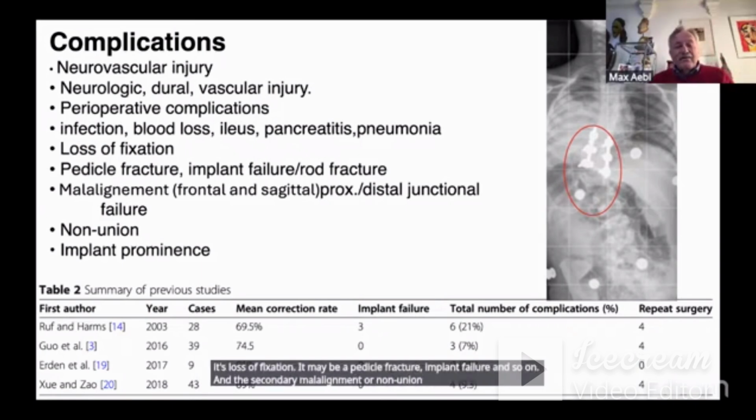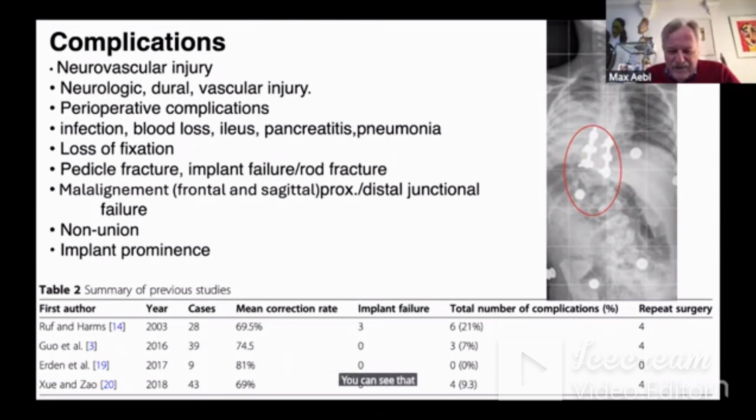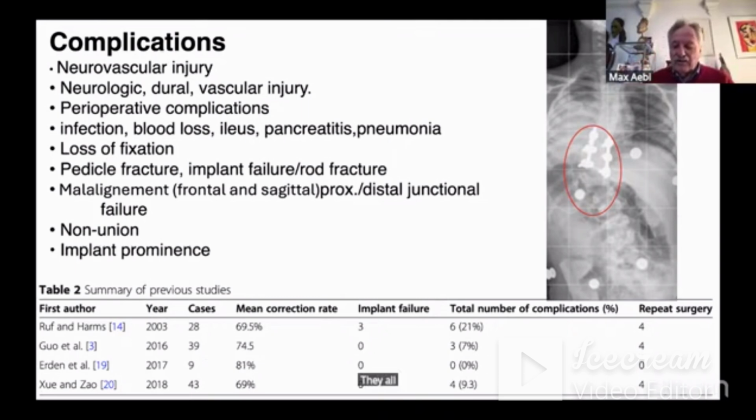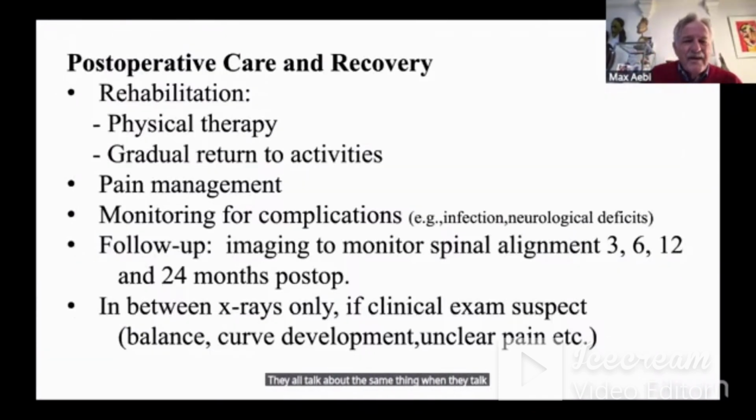So I think when you look in the literature, and I have put some here, you can see that the complication rate in the series is usually below 10%. The biggest complication rate, in fact, is in the group of Harms, but I assume they have a very complex pathology, and I think it's a little bit of a mixed pathology. So it's very difficult to say whether they all talk about the same thing when they talk about complications.